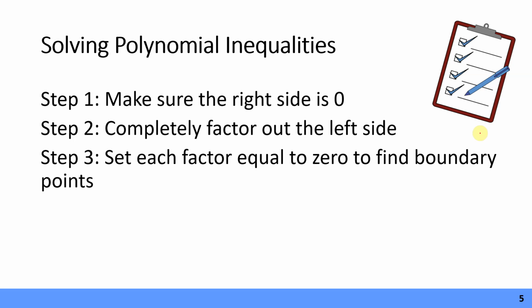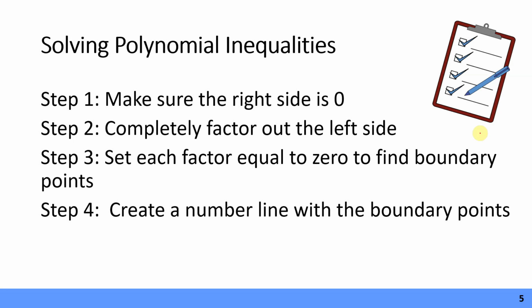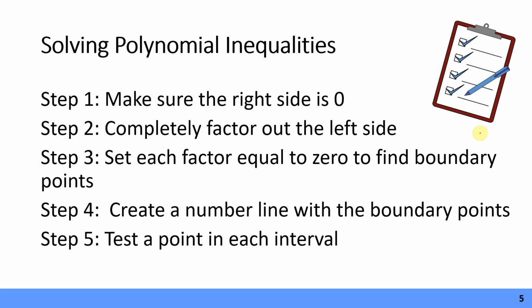Okay, again, don't worry if this doesn't make sense. Step 4, you're going to create a number line with all of your boundary points. So if you only end up with one boundary point, then just 1 point. But if you have multiple, you're going to have to put them in order on a number line. Now, step 5, we're going to test a point in each interval. Okay, again, just make sure you write down the steps. We're going to go into depth in just a few minutes.